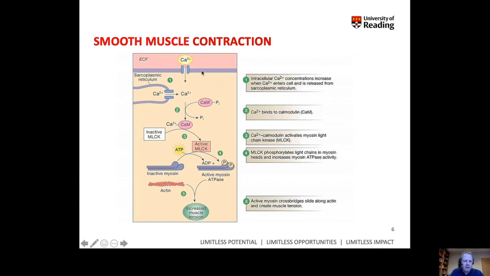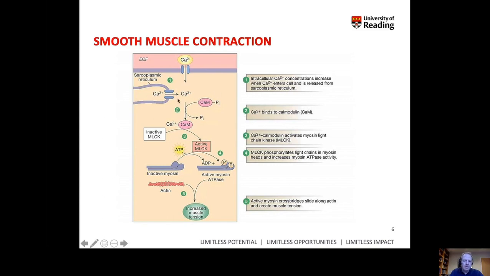So essentially, we have an action potential coming in and calcium coming down its concentration gradient. We still get this calcium-dependent calcium release from the sarcoplasmic reticulum, but this is where things start to change. In smooth muscle, there are two different proteins involved, as we said on one of the previous slides: calmodulin and myosin light chain kinase. The idea is that calcium binds to calmodulin, which, as its name suggests, is a calcium binding protein, modulated by calcium.